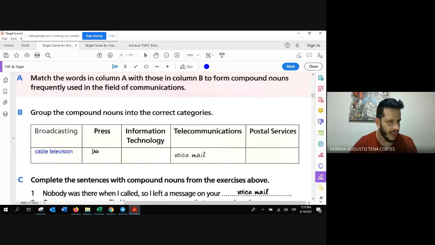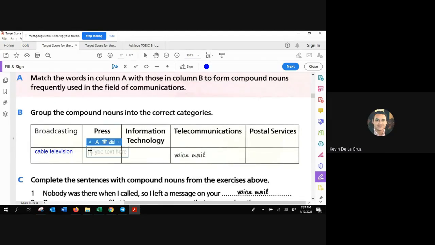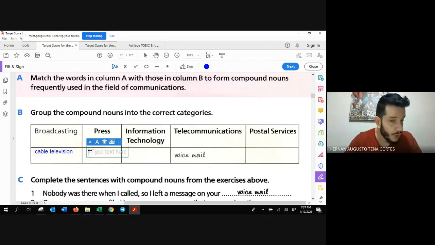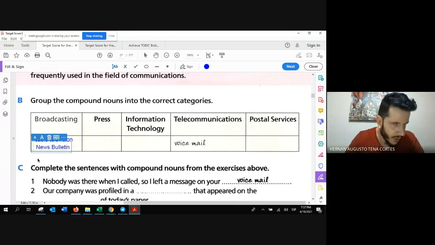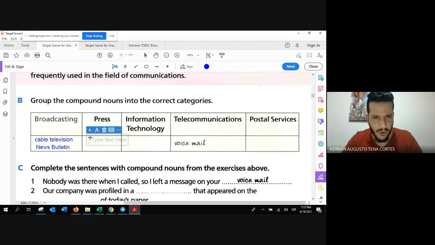I'm going to give you one for press. News bulletin, for sure. For press, I'll give you one. We can say maybe front page. What else can we use for press?